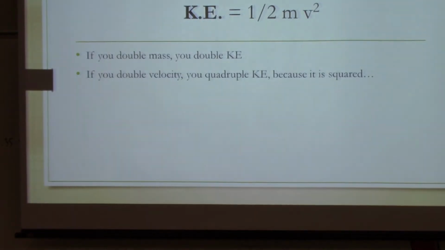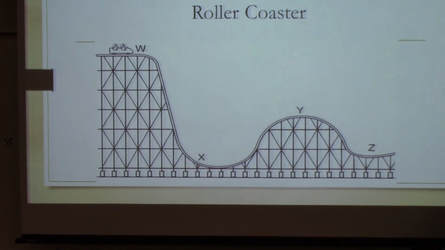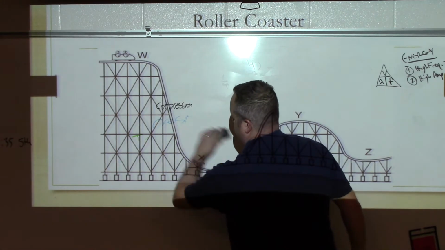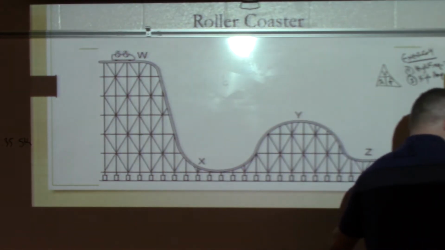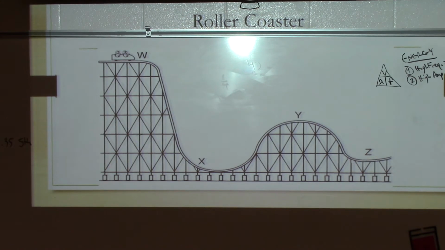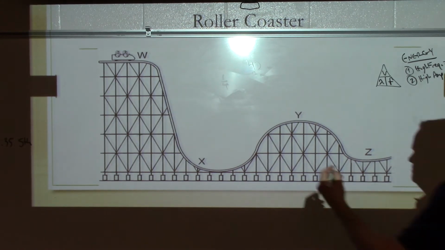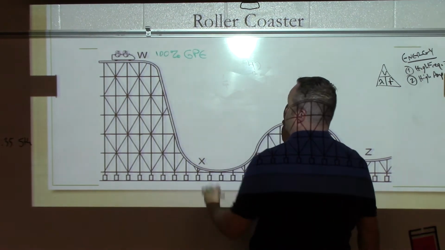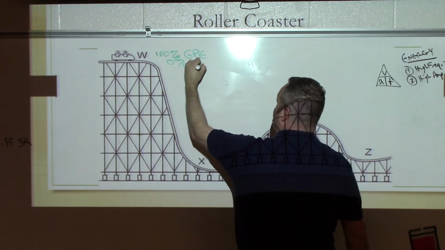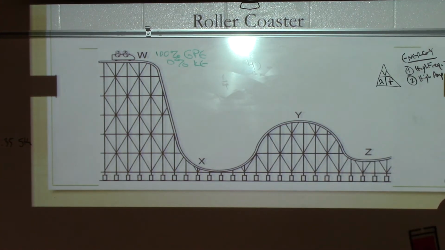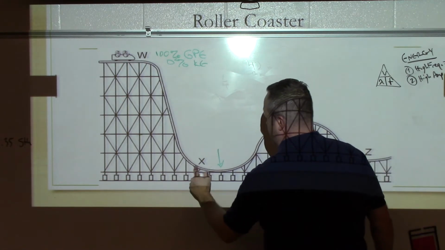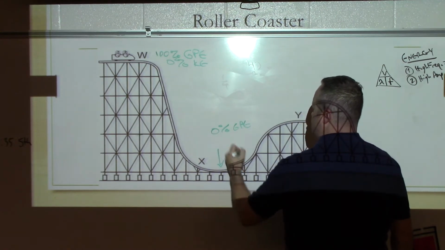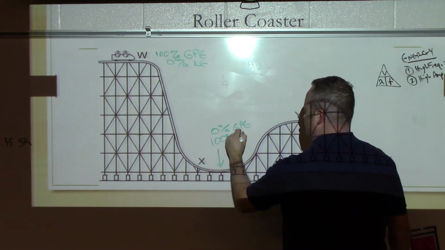All right. The roller coaster stuff. Let me just talk about that for a second, because these are really good questions, and I want to touch on this. All right, so when you're up here at the top, you have 100% potential energy. You have 0% kinetic energy. When you're down here at the very bottom, not there, but right at the very bottom, you're going to have 0% gravitational potential energy and 100% kinetic energy.